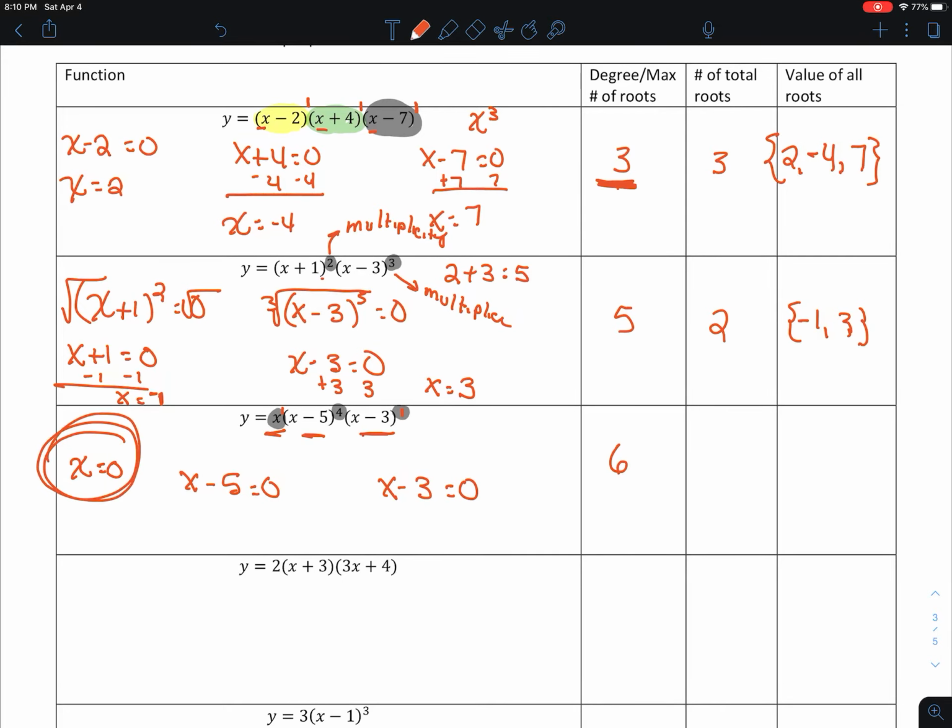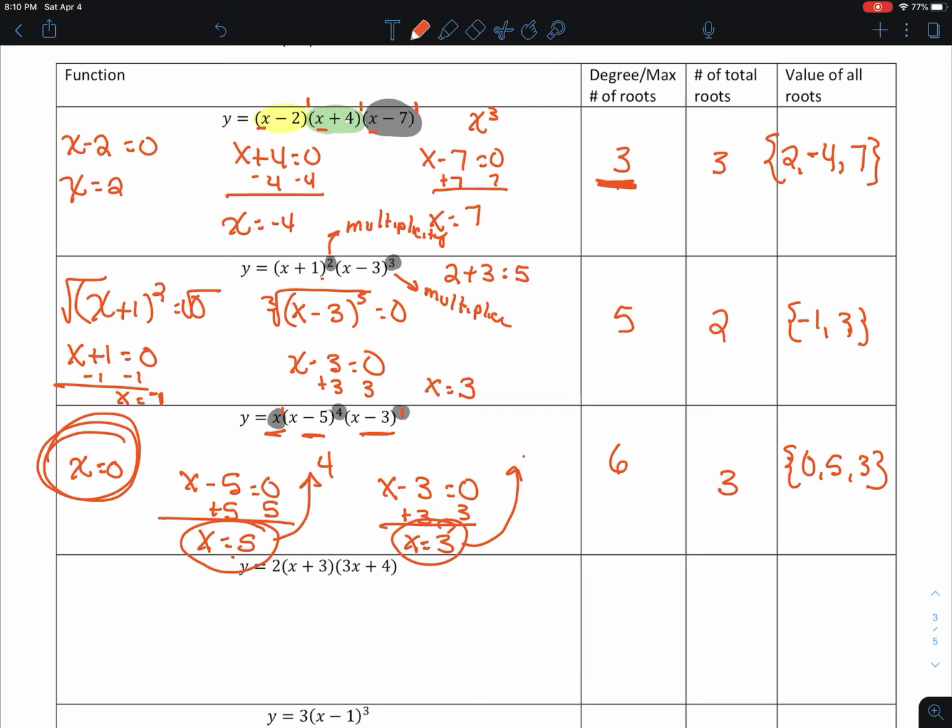What most kids forget is they forget this one. So that is a 0. We can't solve it, so it's just 0. For this one, we add 5 to both sides. We get x is equal to 5. We add 3 to each side. We get x is equal to 3. So we have 3 solutions, and those solutions are 0, 5, and 3. And x equals 5 has a multiplicity of 4, and x equals 3 has a multiplicity of 1. So we really don't call that a multiplicity because it's just 1. Okay? So let's do the next one.